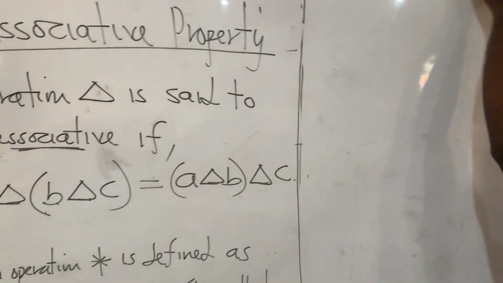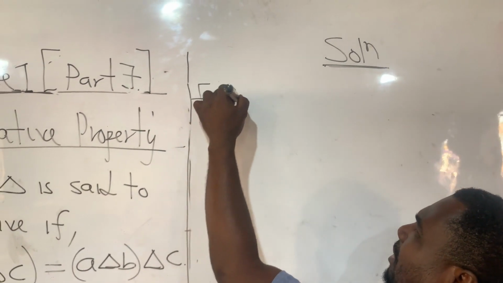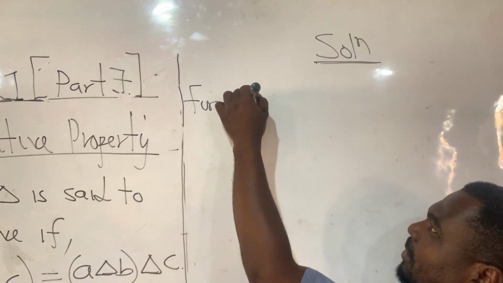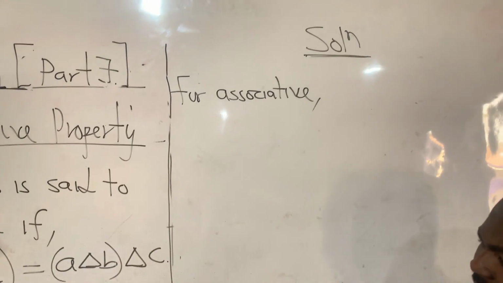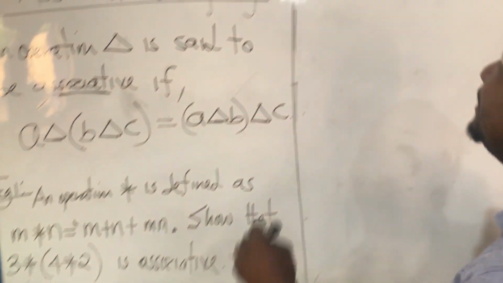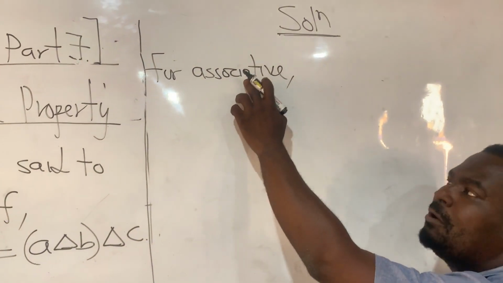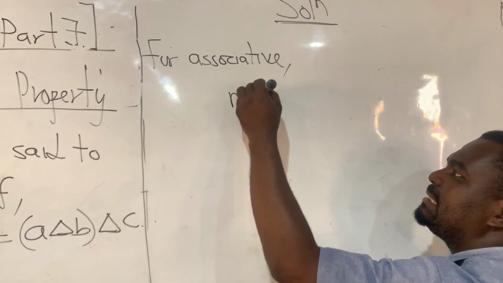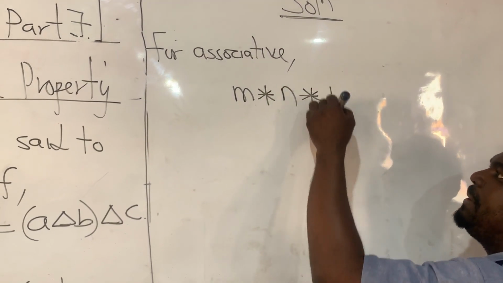Very good. You put your solution down, then you start your statement by saying, for you are making an argument here. So you say for an operation to be associative, then the condition is, what letter did I use here? We are using M and N. Then I'm going to use the same letters to form the condition for associative property. So I will say that M star N star, let me add another letter, P.